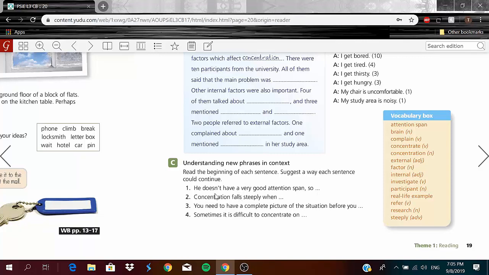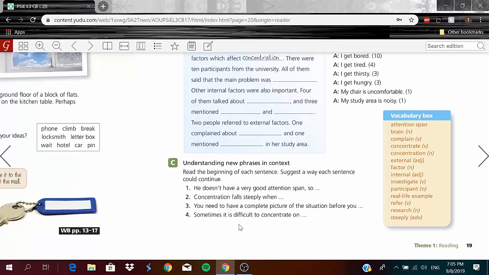He doesn't have a very good attention span, so what could I say for the sentence to keep going? I could say he doesn't have a very good attention span, so his concentration decreases. Concentration falls steeply when there's a lot of noise. That is true. So concentration falls steeply when boredom kicks in, for example, or when there is a lot of noise. Both are correct.